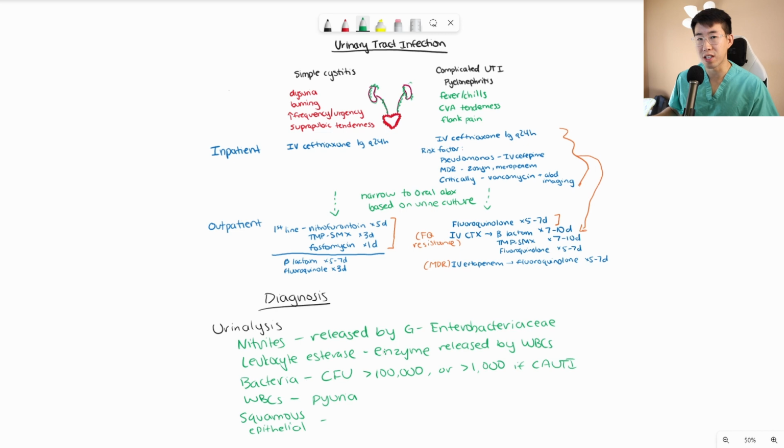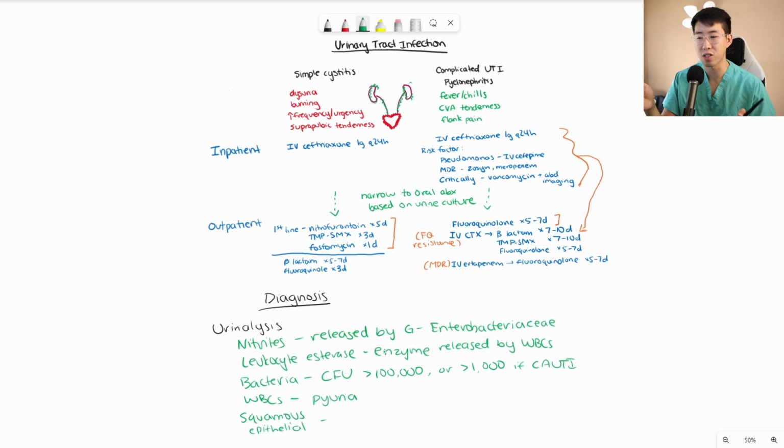If you see a lot of these on your sample, this is actually suggesting contamination, because ideally these patients provide a clean catch sample. Essentially they start peeing and then they try and get a midstream sample so that there's not skin flora contaminating the sample. But a lot of squamous epithelial cells, if they're there, it's probably skin flora that contaminated the sample.